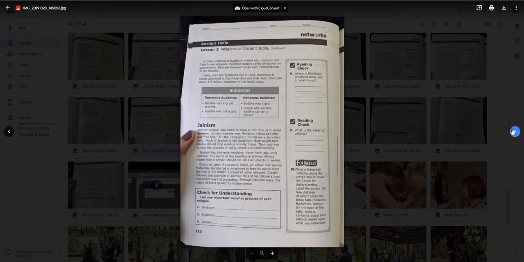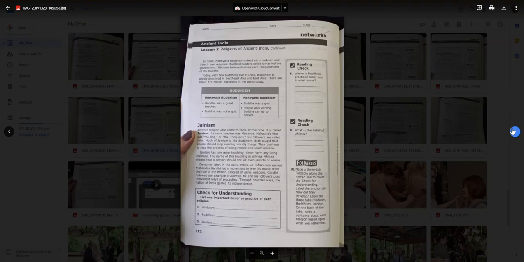So we've got this Buddhist situation that has spread, and then in Tibet it kind of morphed into a theocracy type thing, where the leaders of the religion were also leaders of the government. Today, very few Buddhists live in India. Buddhism is widely practiced in Southeast Asia and East Asia. So Hinduism took hold in India, where Buddhism spread east into China and into Tibet.